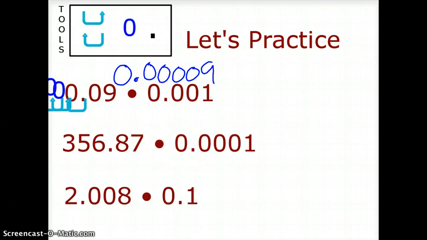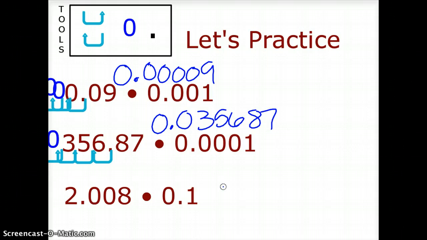For this next one, I have 1, 2, 3, 4 zeros. So I'm going to move it over 4 to the left. 1, 2, 3, and one more. Going to have to add in 1 zero. So the answer to this next one is going to be this. So we have tens, hundreds, thousands, 10,000s, 100,000s, millions. So it's 35,687 hundred-thousandths. And on this last guy, we're just going to move the decimal over 1 because there's just 1 zero. So the decimal point is going to be right before the 2.